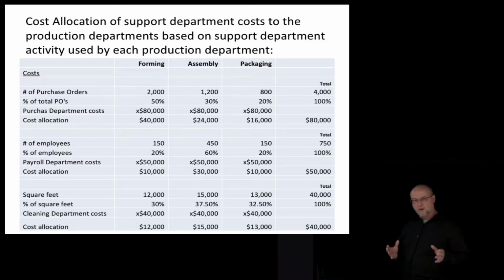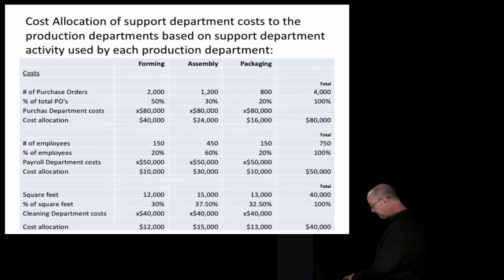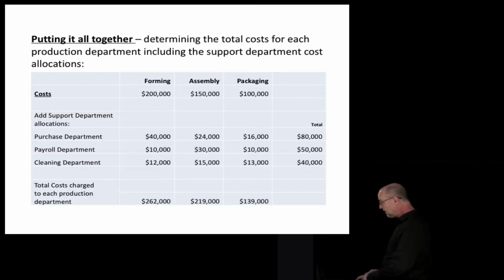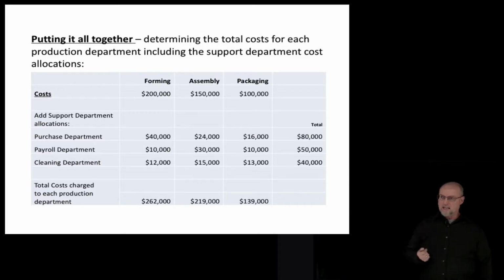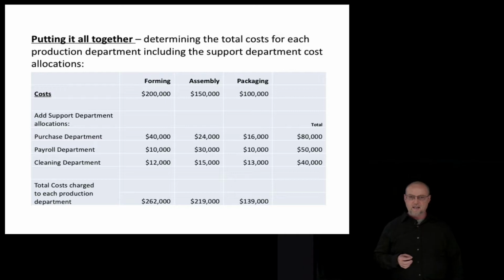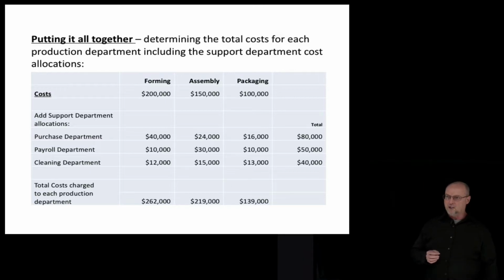So now we're going to put it all together. Okay. The top line are the materials, labor, and overhead costs by the three production departments. And then below that, you can see there's the additional support department allocations for each production department. And those numbers all came from the previous slide.